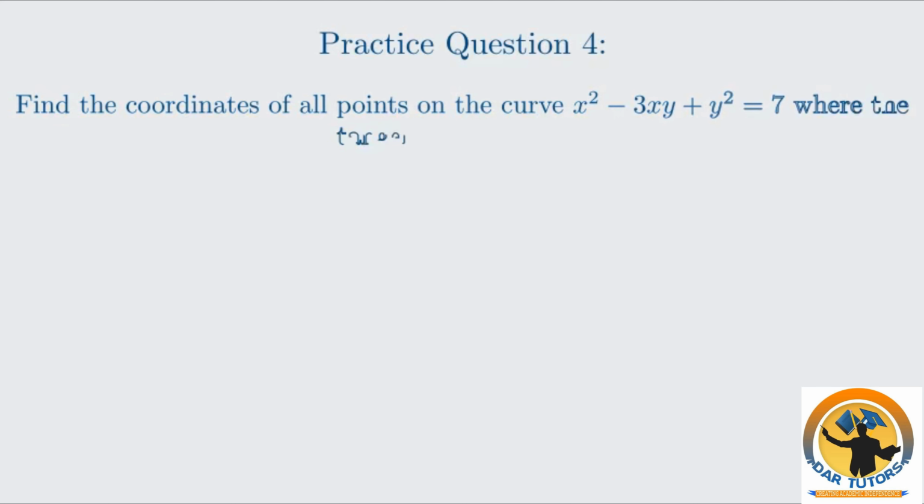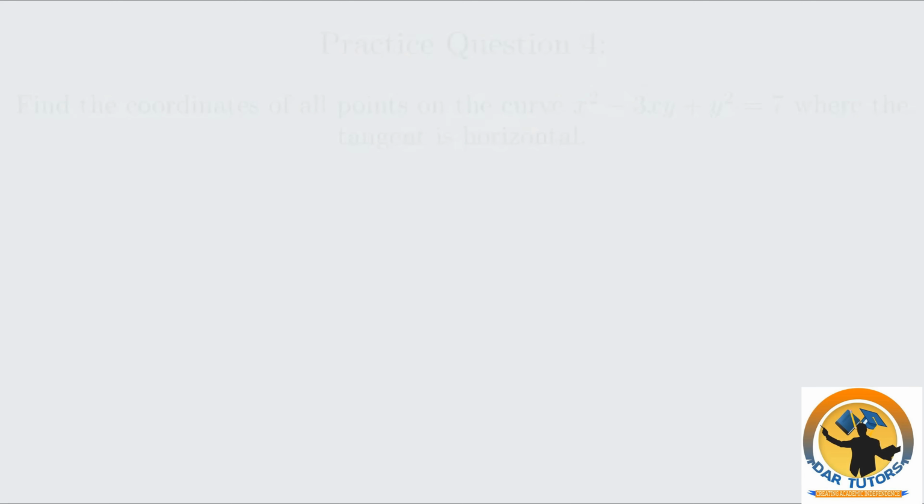Here is your fourth practice question. Find the coordinates of all points on the curve x squared minus 3xy plus y squared equals 7, where the tangent is horizontal. Pause the video and solve this problem. Let's go through the solution.